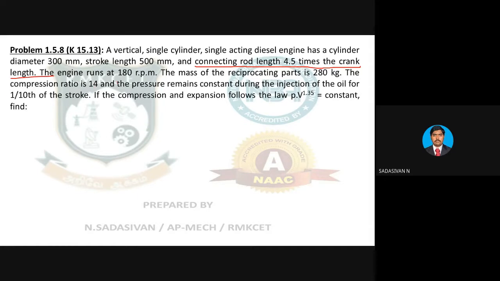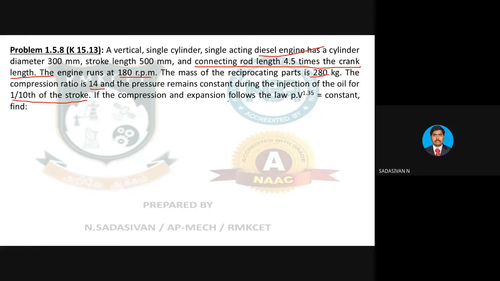So the engine runs at 180 RPM, mass of the reciprocating parts is 280 kilogram. The compression ratio is 14, compression ratio of the cylinder. Pressure remains constant during the injection of the oil. Oil means what? It is a diesel engine. Therefore, during the injection of the diesel, pressure does not vary, which means it happens at a single value of theta, or pressure variation is neglected. It remains constant during the injection of the fuel for 1/10 of the stroke. So 1/10 of the stroke is around 18 degree or 36 degree, based on the type of the engine. For that period, the pressure variation is neglected.